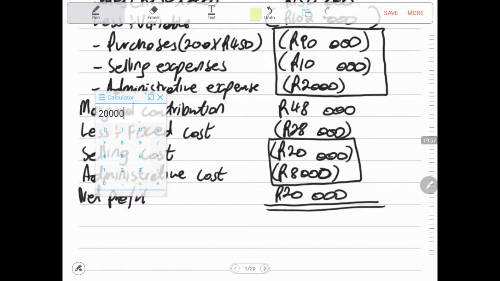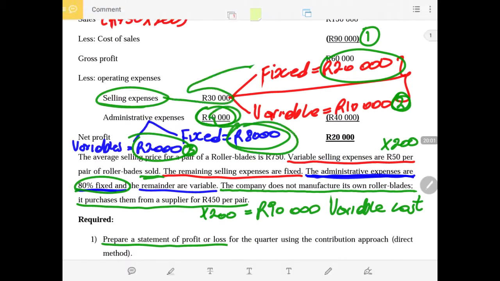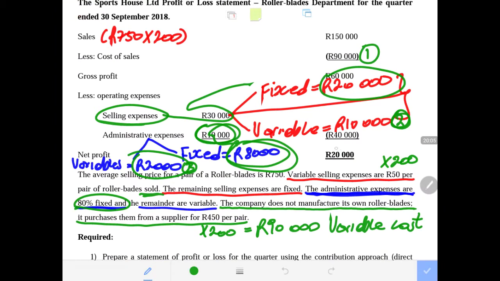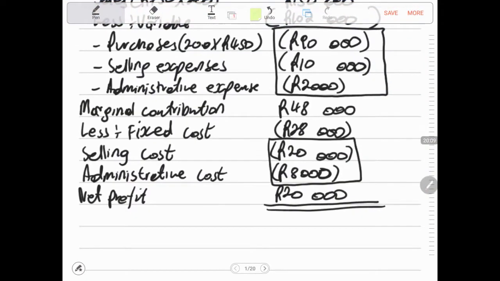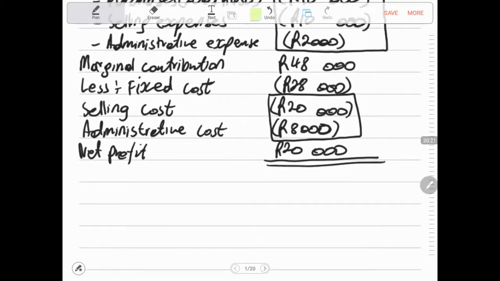Remember, this profit should be the same as the profit that was given based on the method of the income statement that was given in the exercise. Net profit was 20,000, and again our net profit is still 20,000. Nothing changes; the method of calculating the profit is different, but the profit remains the same. Be mindful of that too.